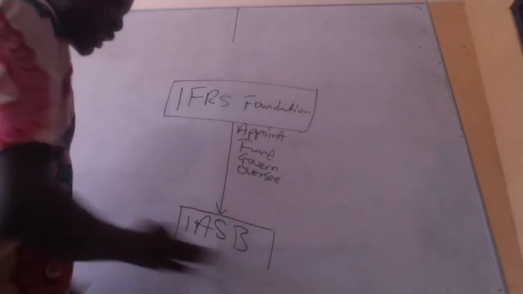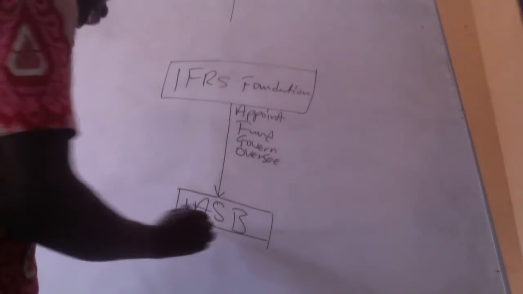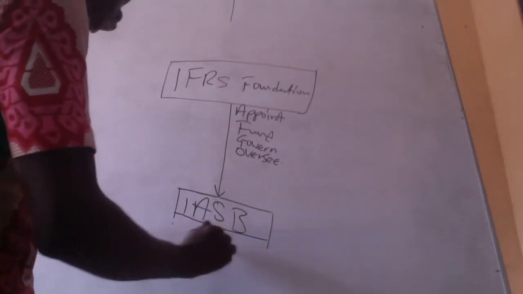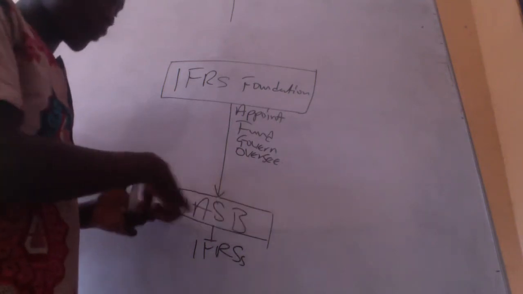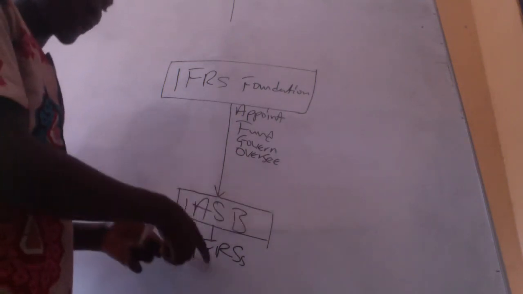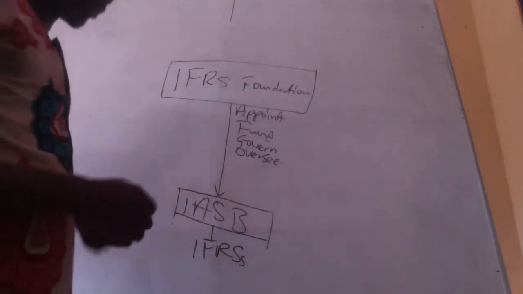Now tell me the sole objective of the board. For the board, they have only one objective. Is that to prepare and issue what? IFRSs. To prepare and issue IFRSs. That's the standard. Don't forget that they are the one that brought the conceptual framework, and they are the one that issues the IFRSs. I like that you are following.